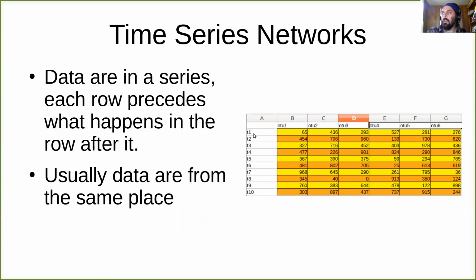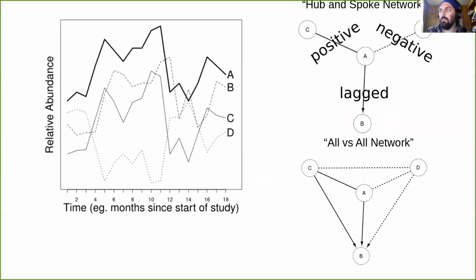And each row follows from whatever happened in the row one higher than it. And usually these data are going to be from the same sample, same location. Sometimes you can have replicates. There's additional ways to get into that. But what we're going to talk about today is one way of approaching time series data and looking at how things associate with each other, especially how different variables might lead or lag changes in other variables.